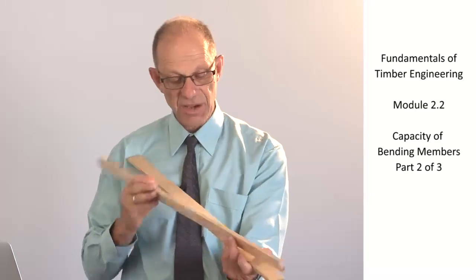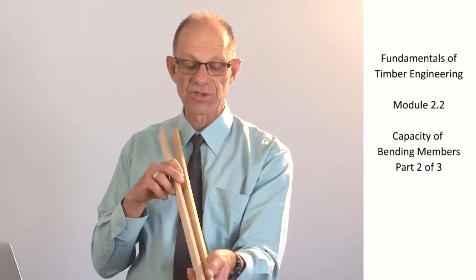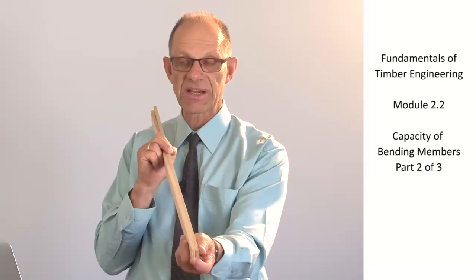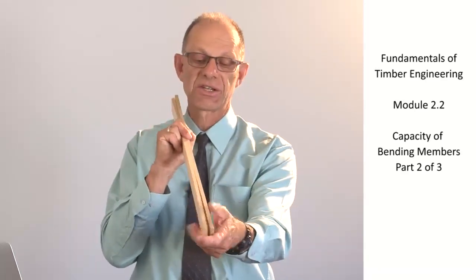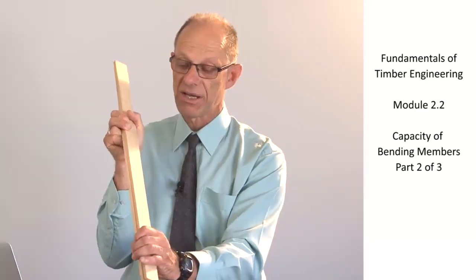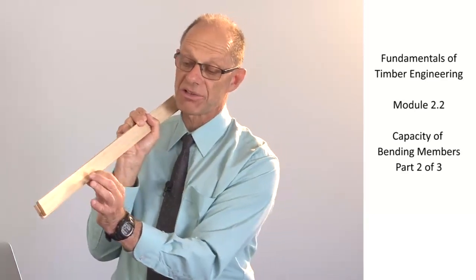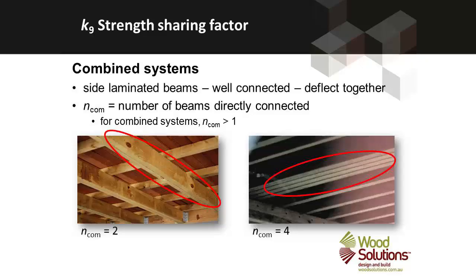In that case, if one of them has got some small characteristic that is going to reduce its strength, the net effect is going to be reduced by the fact that it's sharing some capacity with its neighbour that may not have a strength reducing characteristic in the same location. So in those cases there, we call it a combined system. And evaluating the strength sharing factor is as simple as counting the number of elements that are in the combined system.